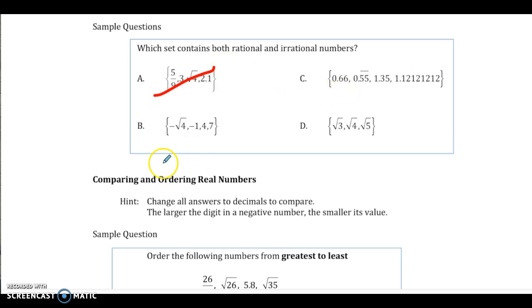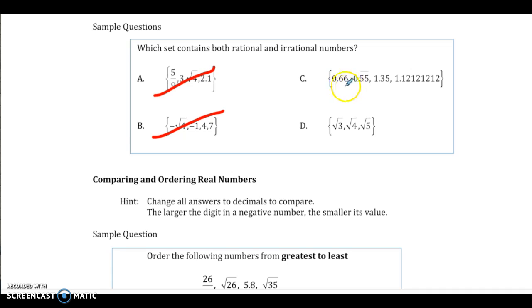So we look at B. You've got the square root of negative 4, negative square root of 4. So that's going to be a negative 2. So again, that is a rational number. Negative 1 is a rational number, and 4 and 7 are obviously rational numbers as well. So again, all rational numbers there. We're not going to worry about that too much.